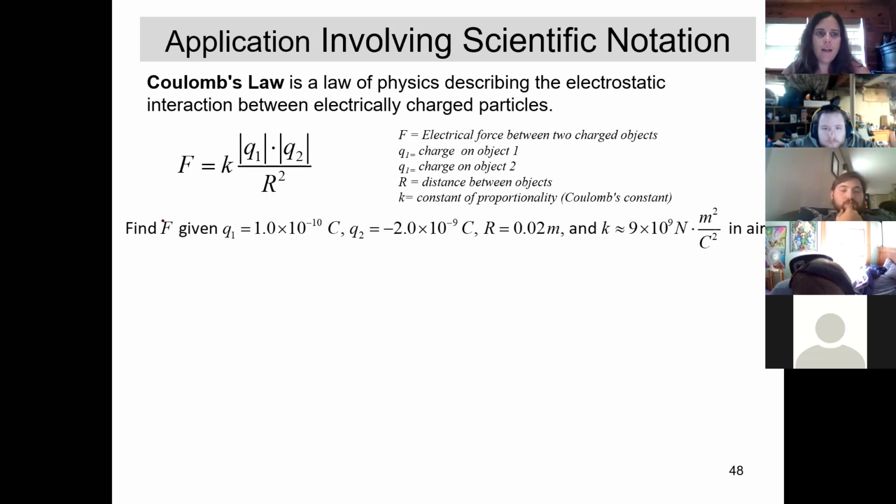I want you to find F, given what Q sub 1 is, what Q sub 2 is, what R is, and what K is. You're going to have to write small. I had to write really, really tiny. So I'm going to try my very best to write tiny on the slide, but I need every square inch of it. Let's see here. Keeping units in your problem.